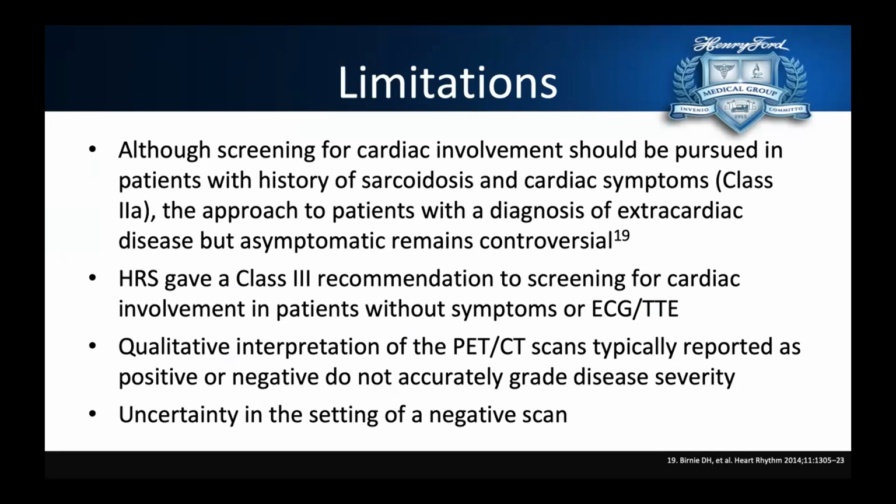Because it's uncertain if subclinical disease should be treated, and whether there's more than one subgroup that perhaps exists in this population. And again, what's their prognosis? So HRS gave a class 3 recommendation to screening for cardiac involvement in patients without symptoms or an EKG or transthoracic echo. And qualitative interpretation of the PET scans is also another limitation. If they're reported as positive or negative, they do not perhaps accurately grade disease severity.